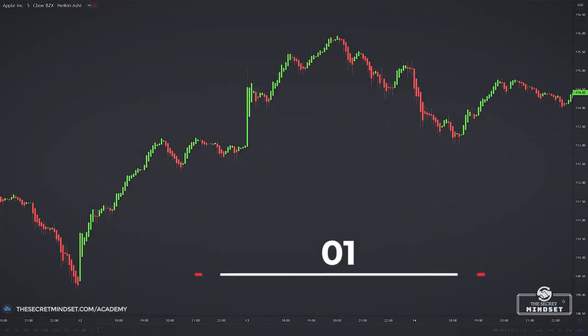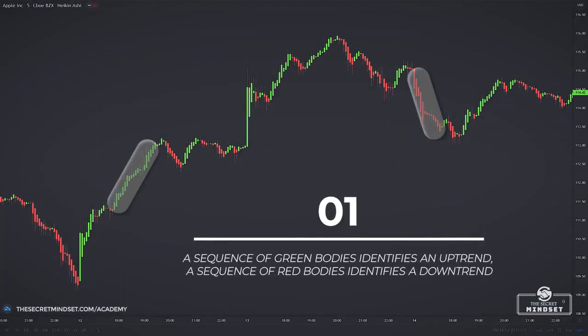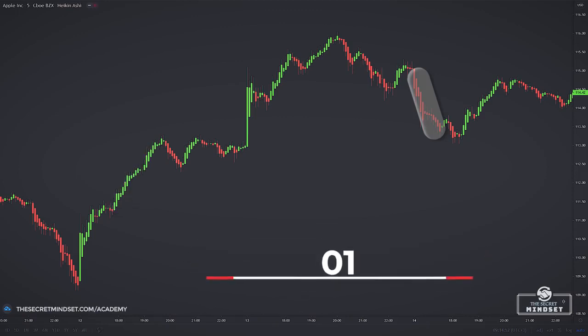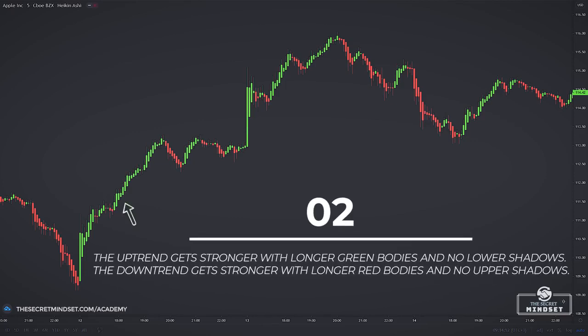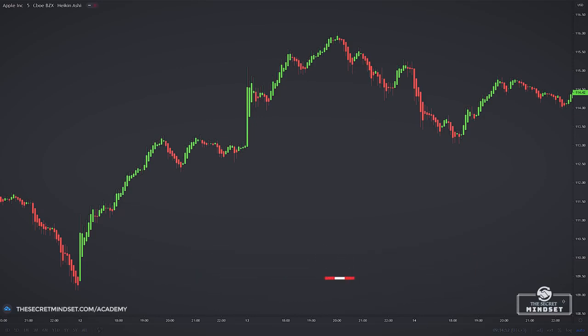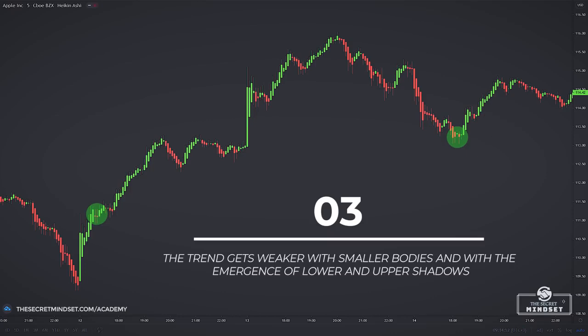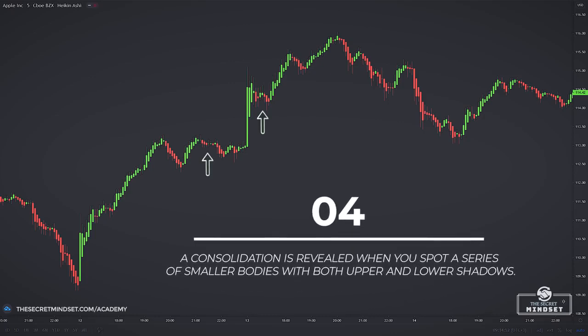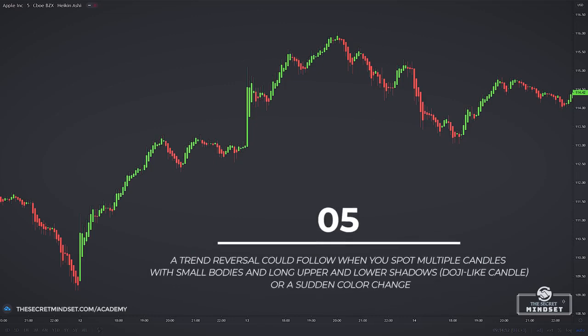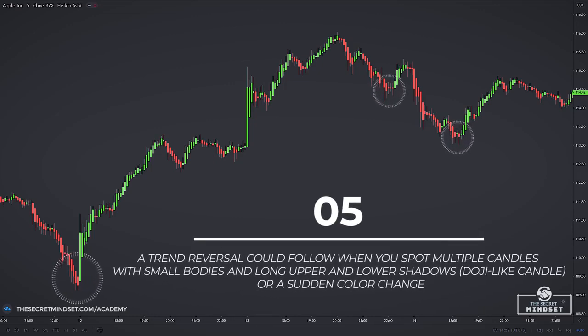simple rules. A sequence of green bodies identifies an uptrend, while a sequence of red bodies identifies a downtrend. The uptrend gets stronger with longer green bodies and no lower shadows. The downtrend gets stronger with longer red bodies and no upper shadows. The trend gets weaker with smaller bodies and with the emergence of lower and upper shadows. A consolidation is revealed when you spot a series of smaller bodies with both upper and lower shadows. And finally, a trend reversal could follow when you spot multiple candles with small bodies and long upper and lower shadows, or a sudden color change.